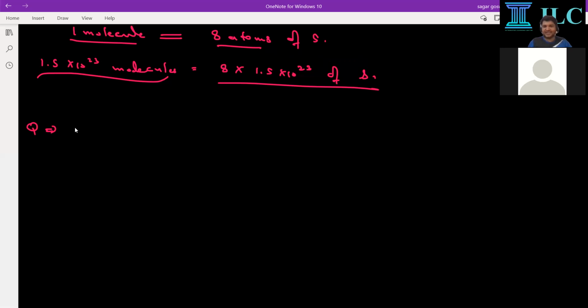Okay. So if I'm saying 56 gram of nitrogen I have, only nitrogen, okay? Not the molecule, not the gas. Gas is diatomic. If I say nitrogen gas, then you have to take N2. But if I'm saying only nitrogen, it's not diatomic, you have to take N.